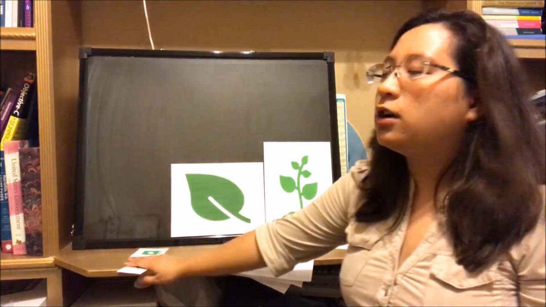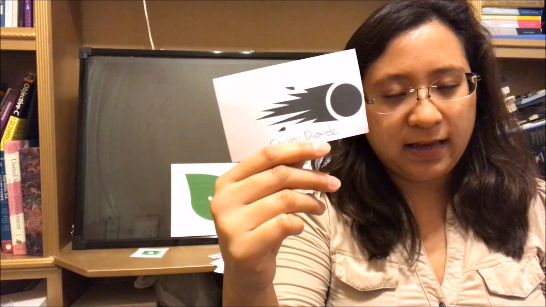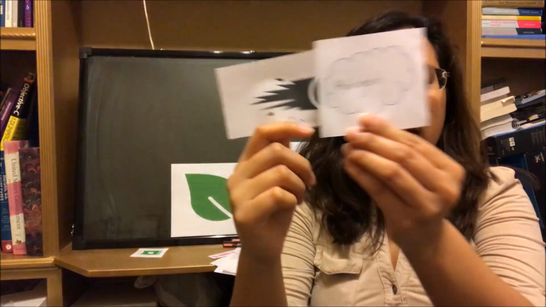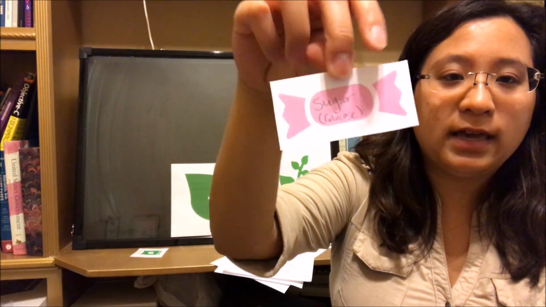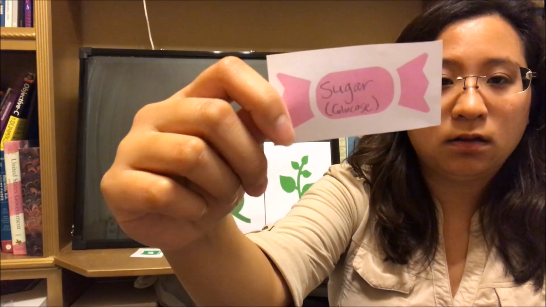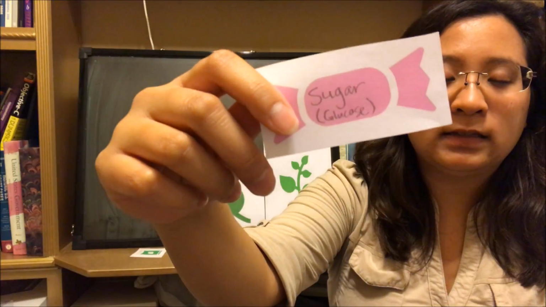Now, carbon dioxide comes into play when the plant breathes in the carbon dioxide, and carbon dioxide combines with hydrogen to make sugar, otherwise known as glucose. And this is the food of the plant.